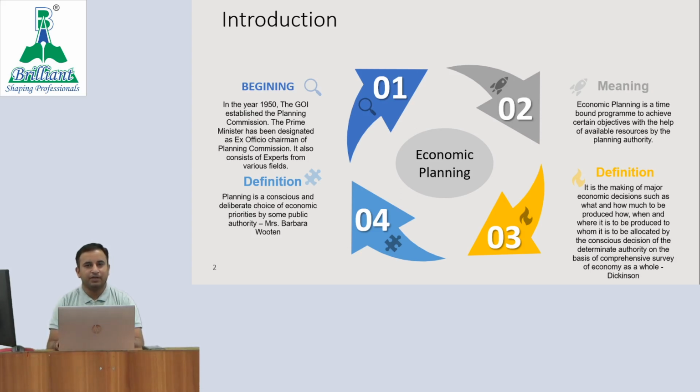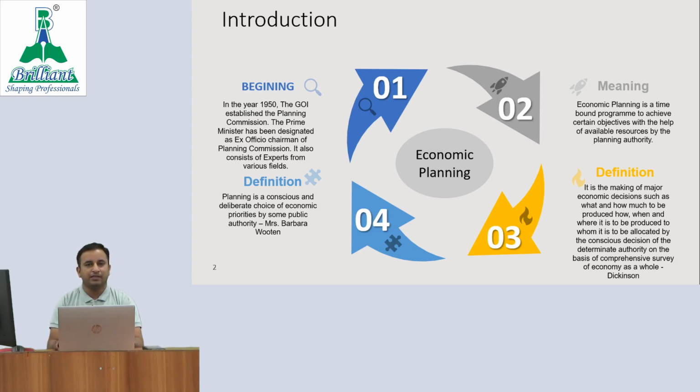For example, Dr. Manmohan Singh was the chairman of the Planning Commission between 2004 and 2014. Prior to him, Atal Bihari Vajpayee was the chairperson of the Planning Commission. So, ex officio means by virtue of the office. Now, what is the meaning of economic planning?